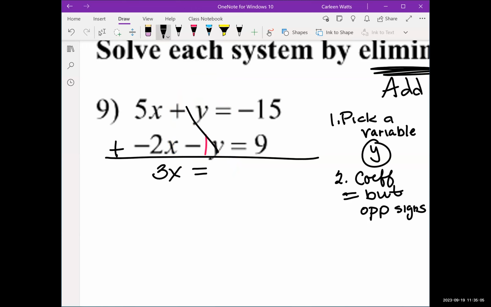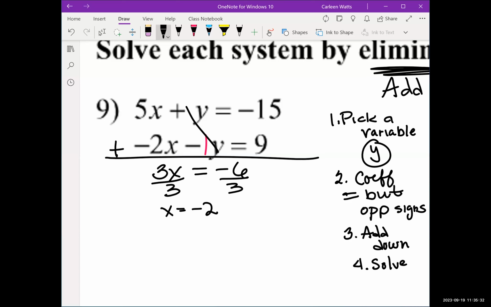Okay, Zoomers, how much is -15 plus 9? -6. So step 3 was add down. Step 4 is solve. Divide by 3. X is equal to -2. And then step 5 is plug in.